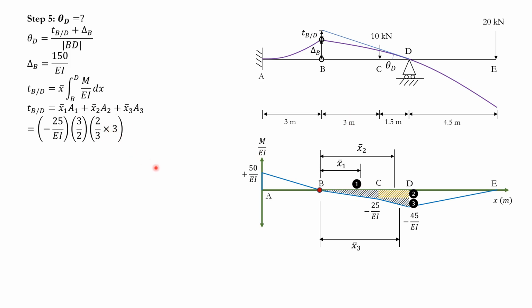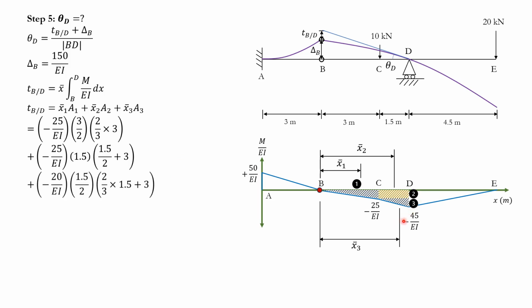There you go. And remember, put the negative there, because the whole area is negative. For area 2, it is just the area again. So negative 25 over EI multiplied by 1.5 right there, multiplied by the lever arm, which is 1.5 over 2 plus 3. It's a rectangle. The centroid is in the middle. There you go. And for the other triangle, it's negative 20, because that's the magnitude of the triangle right there.